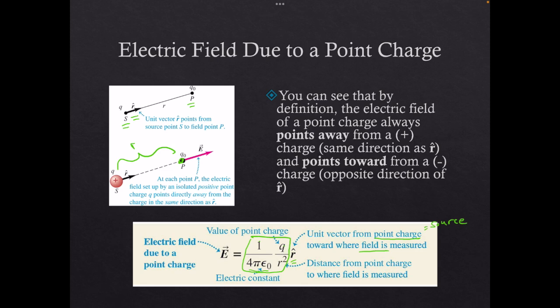r hat does not have any ties to a coordinate system. r hat is simply the direction from source to field point. So when we come up with an example or a homework problem, it'll be our job to translate r hat into proper coordinates, whether it be Cartesian, cylindrical, whatever. But we're going to be mainly dealing with Cartesian. So I'm going to show you how to do that conversion, and then we're going to do an example.